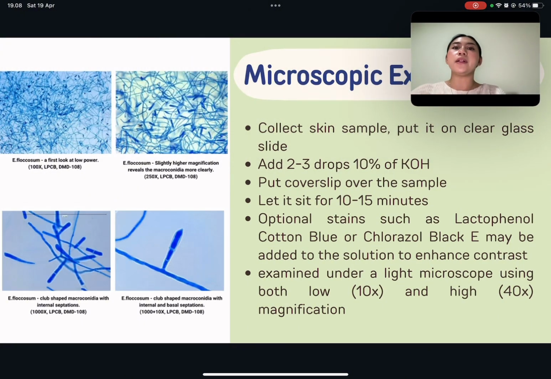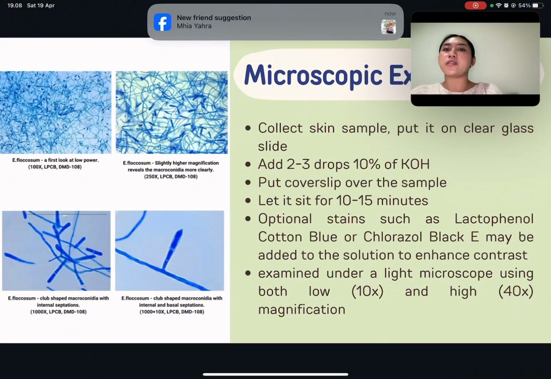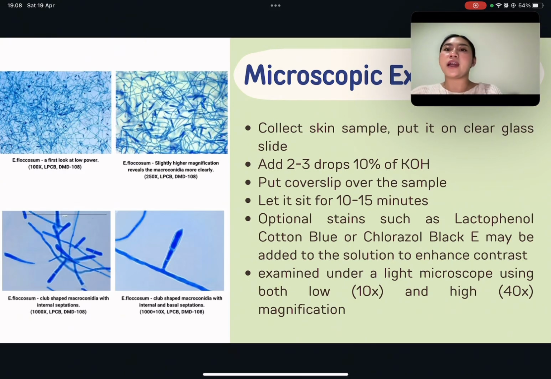So this is an example of the fungus that you can see under the microscope. I also found this picture in an article, as it was kind of hard for me to find it in a journal. For this picture, I think it is based on the microorganism culture. I don't think it is from a skin sample, but this is what you might see under the microscope for this examination.